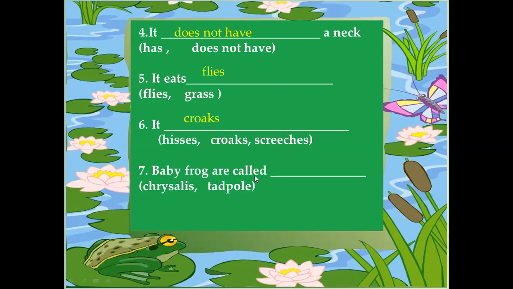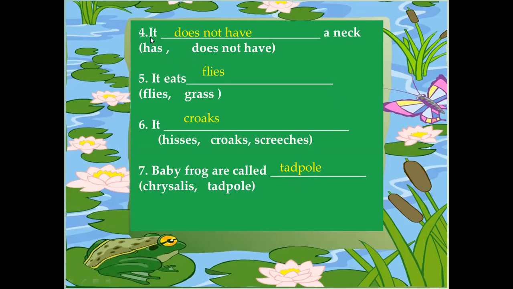Baby frogs are called, you must know this, okay? Because we discuss this so many times. Chrysalis or tadpole? Easy. Tadpole. Okay. Baby frogs are called tadpole. And chrysalis, what is it used for? The baby butterfly. Baby butterfly is called chrysalis, not a baby frog. We use the word chrysalis for a baby butterfly, and for a baby frog, we use tadpole.